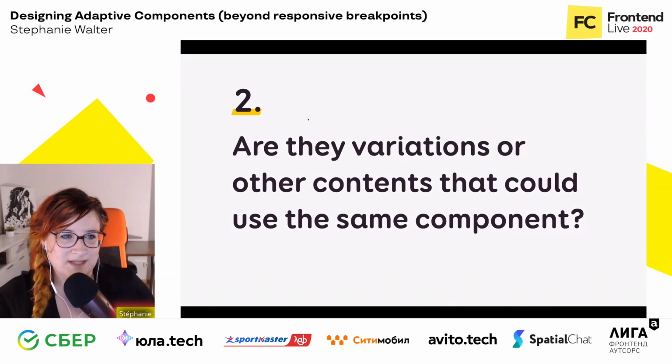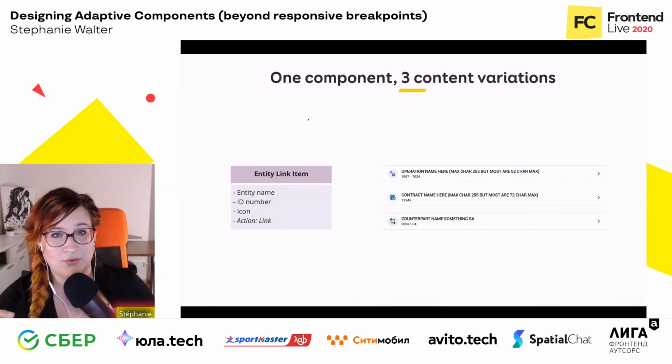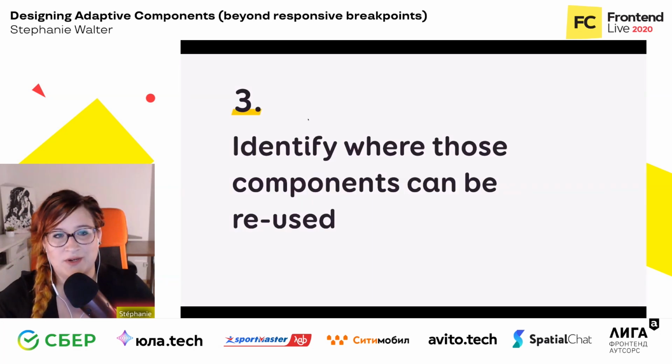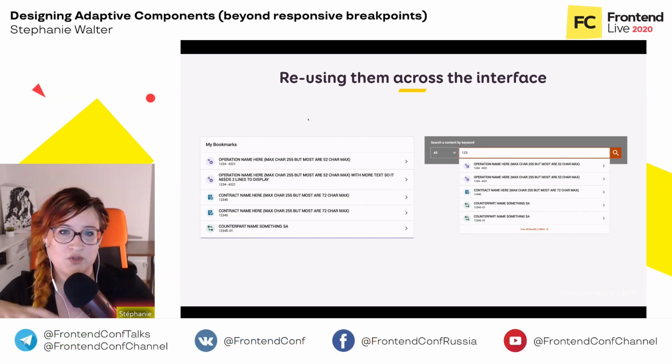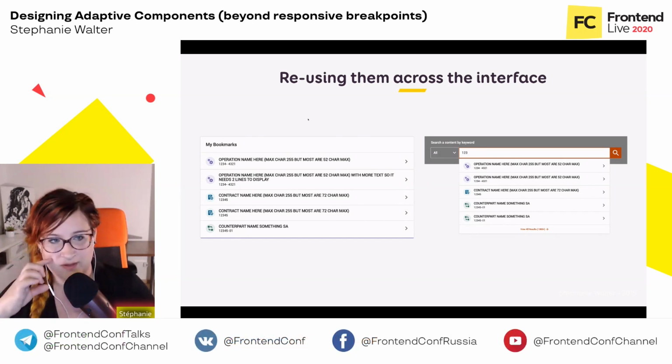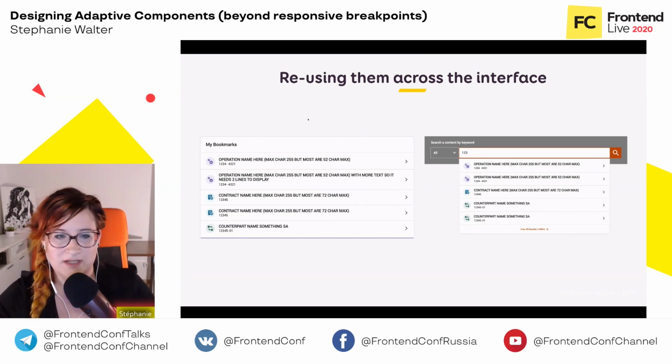But when designing this, I asked myself, are there variations of other content for this component, also for the contract and the counterpart? Then I'm trying to identify, are there other places where I could reuse that? So I was tasked to design the bookmark tile. The idea is that users can bookmark stuff in the interface, and then on the homepage, we show them the last bookmarks. It's a quick way for them to find the things they work on again and again. And when designing my bookmarks, I was wondering, are there any other places in our interface where I have this list of different entity links?